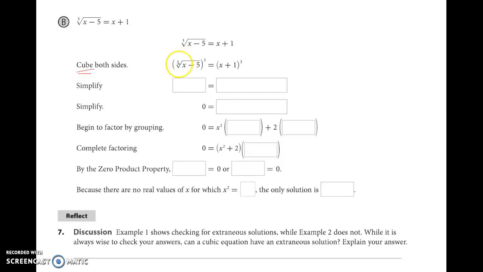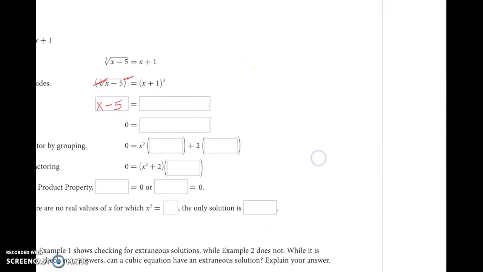And when we cube both sides, notice that the cube root and the cube are going to cancel, and you're going to get x minus 5. And then here you have x plus 1 cubed. And so I'm going to move this over and show this work here. So I have x plus 1 times x plus 1. Actually, let me do it in a different color so I can show it a little bit clearer. x plus 1 times x plus 1. So it's x plus 1 cubed, and I'm going to distribute the first two. So I'm going to distribute the red x plus 1 to the blue x plus 1.